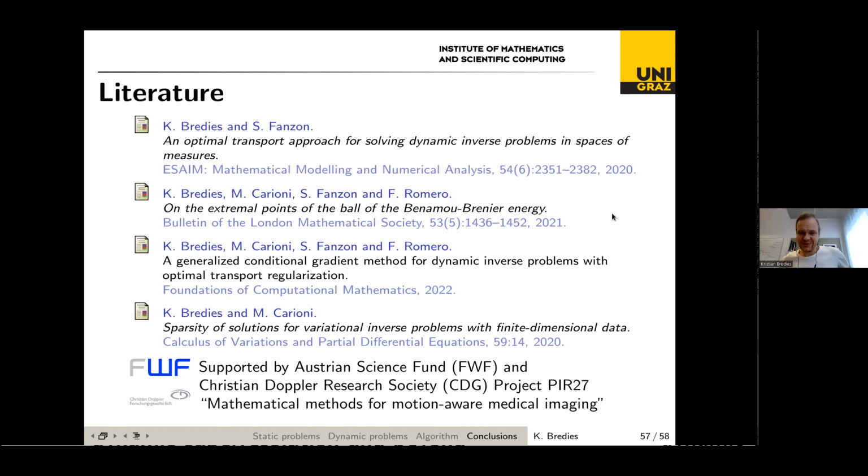What we observed is that it breaks down at some point, which is also the same in the static case. If you have too many delta peaks and only a limited number of measurements, you cannot reconstruct everything. This is also what you observe in the dynamic setting, but numerically it looks a little bit more wild.